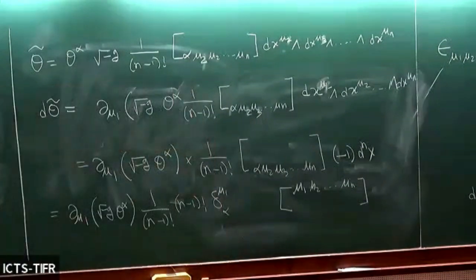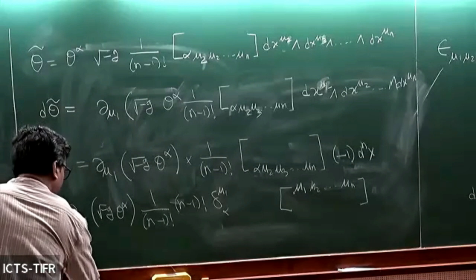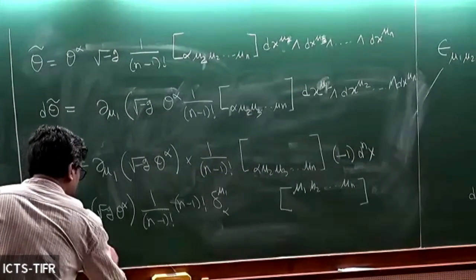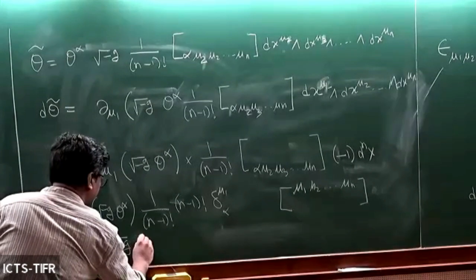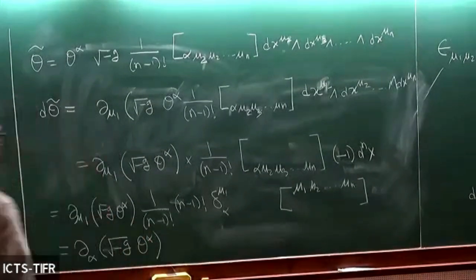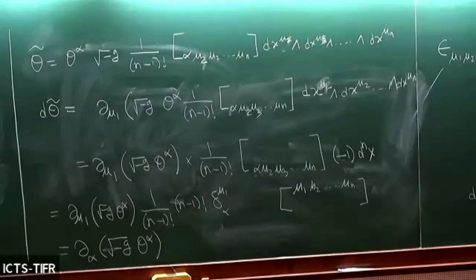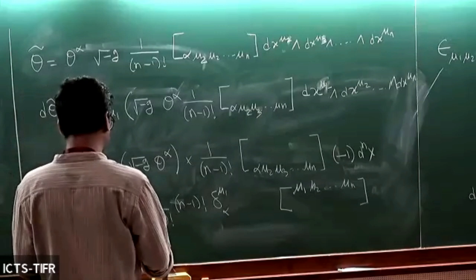And therefore, what you get is del alpha, I hope it is visible, square root of minus g. Clear? Okay? Is it clear?